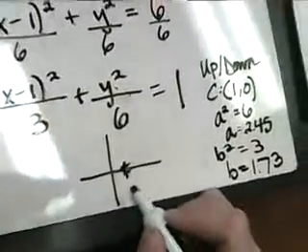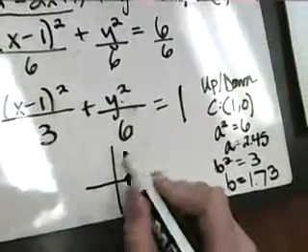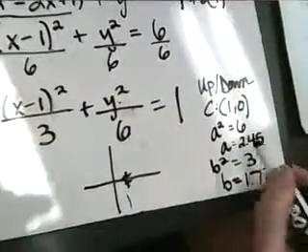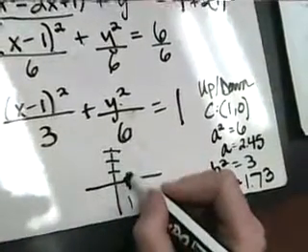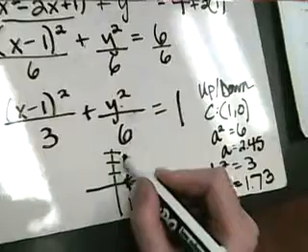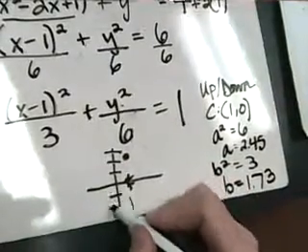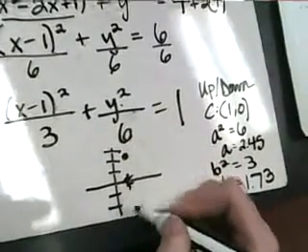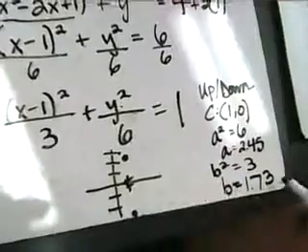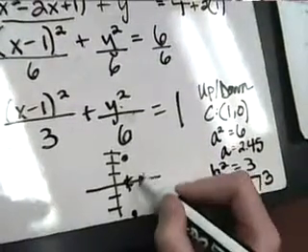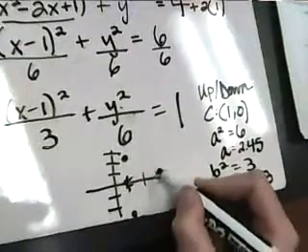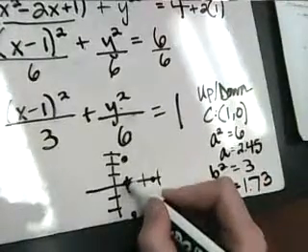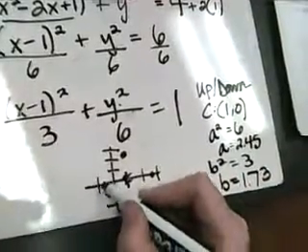So from the center, remember we know this opens up or down. It should look like a hot dog. So I'm going to go up 2.45, down 2.45. Then I'm going to go out 1.73 and left 1.73.